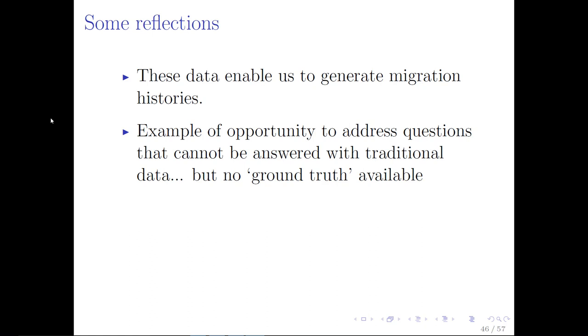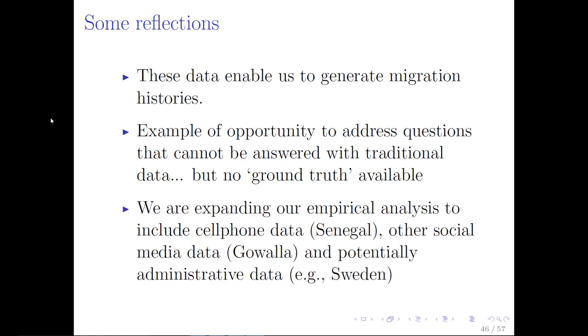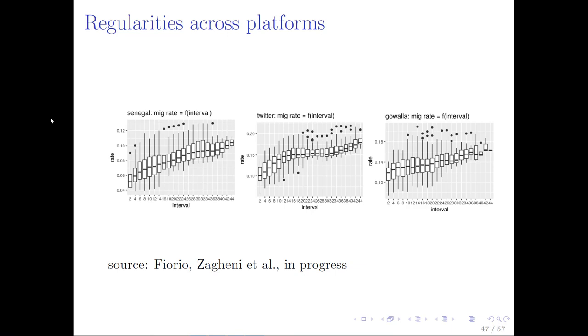So far, our approach has been to look into as many geolocated sources as we can to see whether some patterns are regular across different platforms. We've been looking into cell phone data for Senegal, an old social media that doesn't exist anymore, GoWalla, where people could log in, and potentially we will look into administrative data from Sweden. As an example, these are relationships between migration rate and interval for call data records for Senegal, the Twitter data that we saw earlier, and the GoWalla. There are differences there, which we are working on right now, but the general idea is that we want to evaluate whether some of these patterns are consistent across situations.